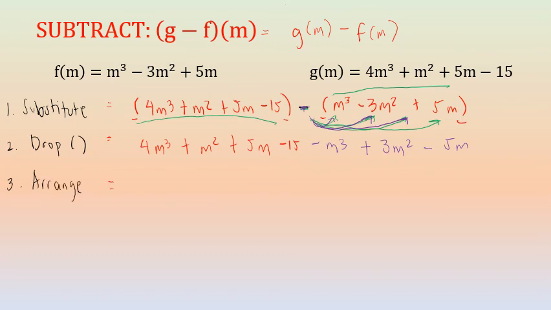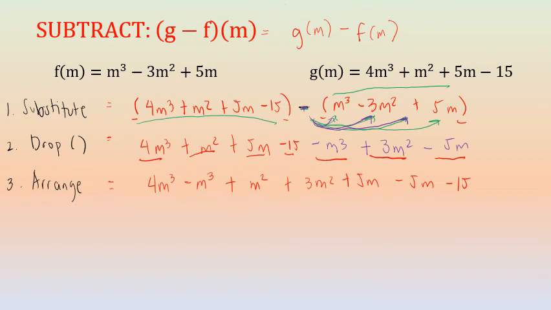Next step is we have to arrange. Alam nyo na ito, class. If you reach this point, you probably know how to arrange it already. So, we have 4m cubed followed by m cubed din, so minus m cubed or m raised to 3. Then we have m squared, positive m squared, plus 3m squared, plus 5m, minus 5m. Then we have the constant, negative 15.